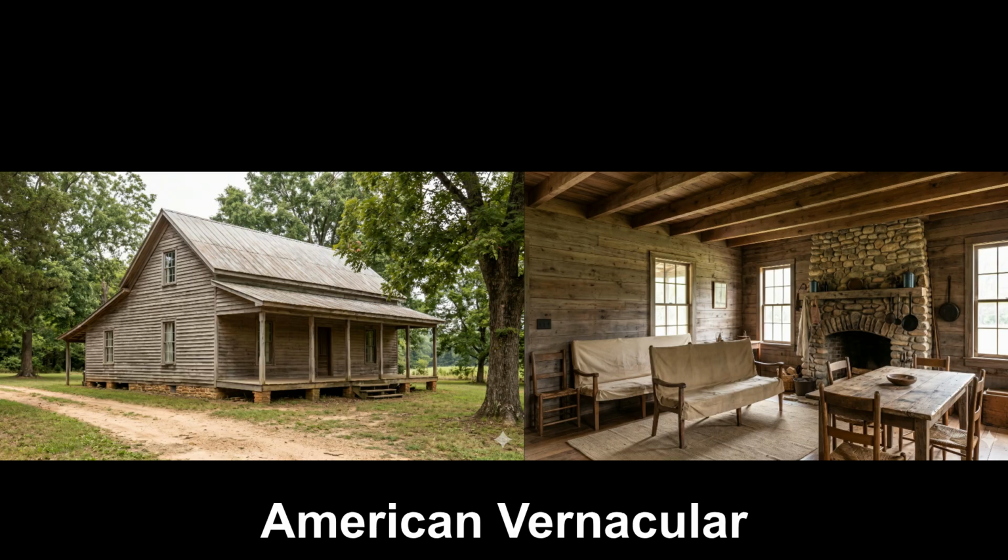Residential American vernacular architecture is a practical and unpretentious style, defined by its reliance on local materials and traditional building methods, rather than formal architectural theory. On the exterior, these homes are characterized by simple, utilitarian forms, such as the classic I-house or upright and wing, featuring steeply pitched gabled roofs, symmetrical window placement, and wide wraparound porches designed for natural cooling.